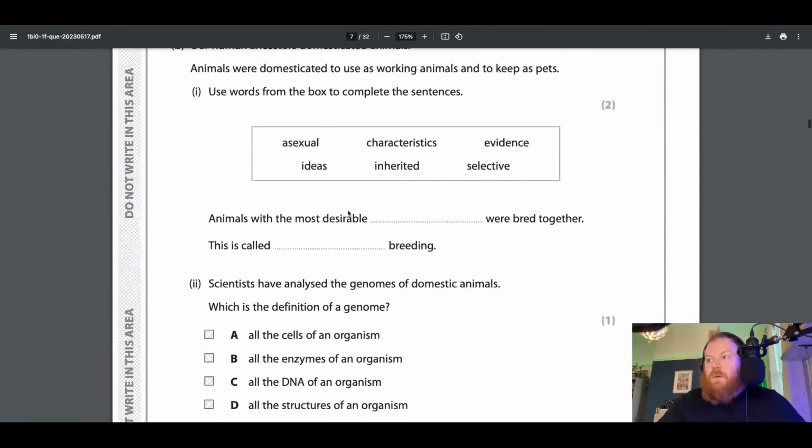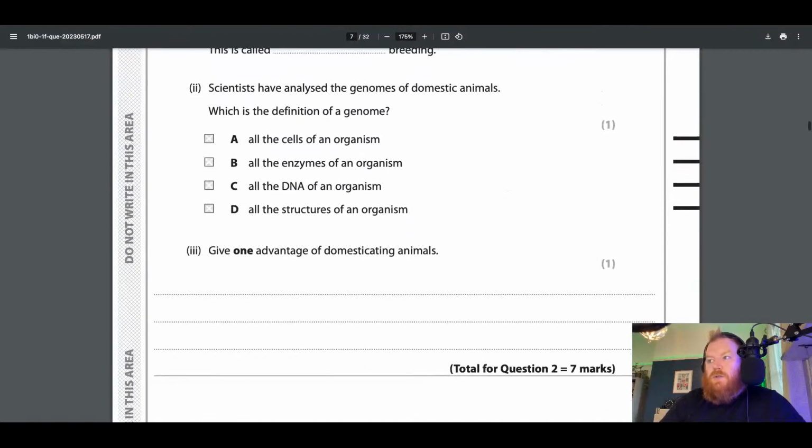Bearing in mind, for those that have just joined, when we talk about domesticating animals, we are talking about working animals as well as pets. So, domestication of any animal where it depends on us is domestication. So, again, comment below on what an advantage of domesticating animals is.